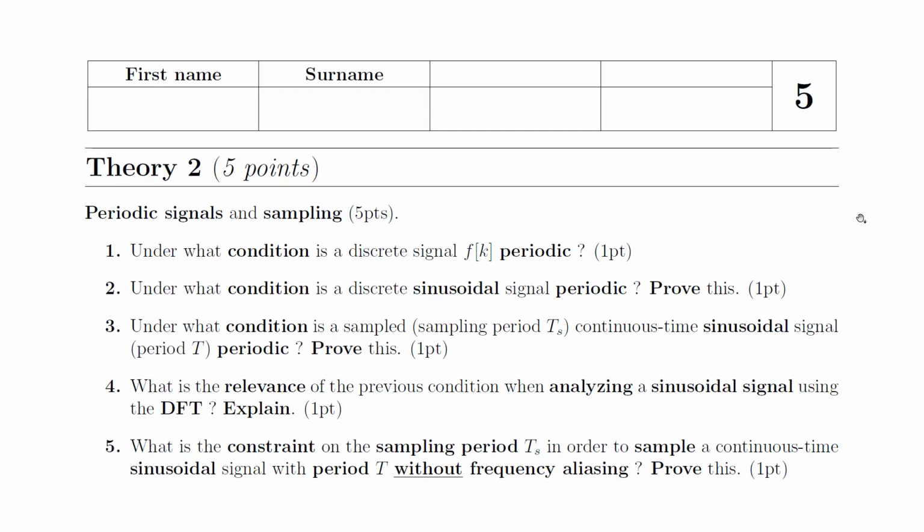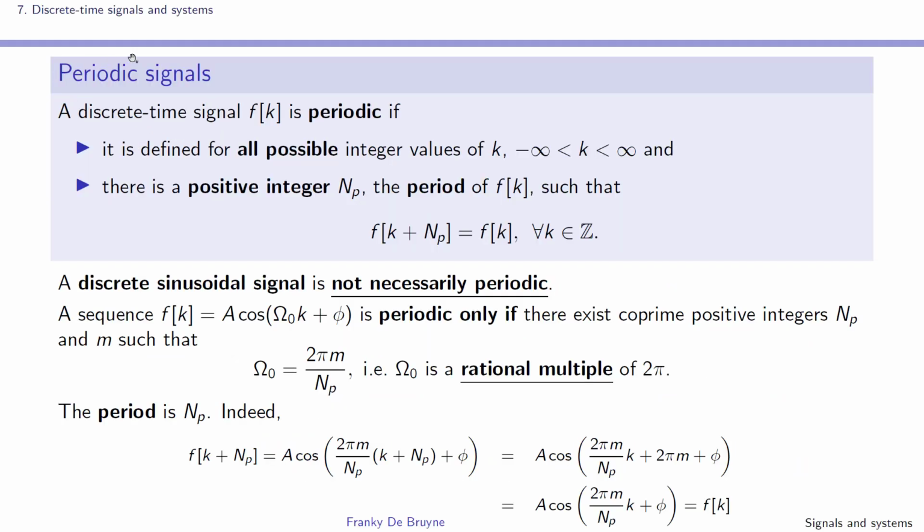Well, let us have a look at theory question 2, which is about periodic signals and sampling. The first part of the question is, under what condition is a discrete signal f(k) periodic? Well, here on top you find the definition of a discrete time periodic signal f(k). Well, first of all, it must be defined for all k going from minus infinity to infinity. Remember that k is an integer.